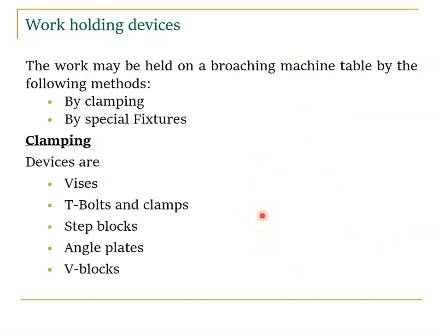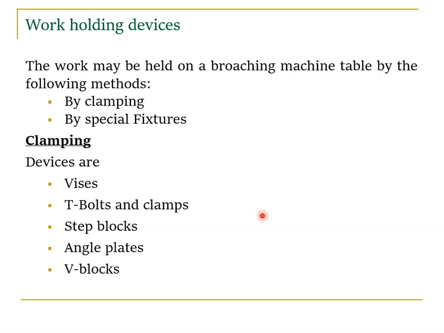The next topic is work holding devices. Generally, they are used to hold the work. Here we generally use clamping and other fixtures. In clamping, it may be vices, like the machine vise. We have two jaws, a fixed jaw and a movable jaw. The movable jaw can move, and we can place our object between these two jaws and do the process.